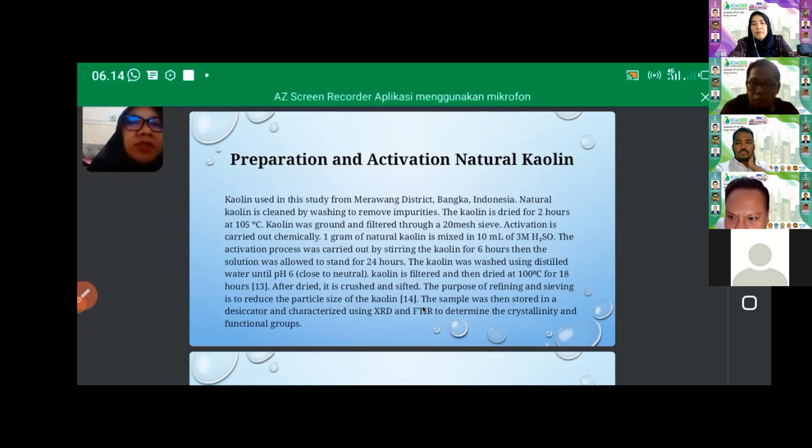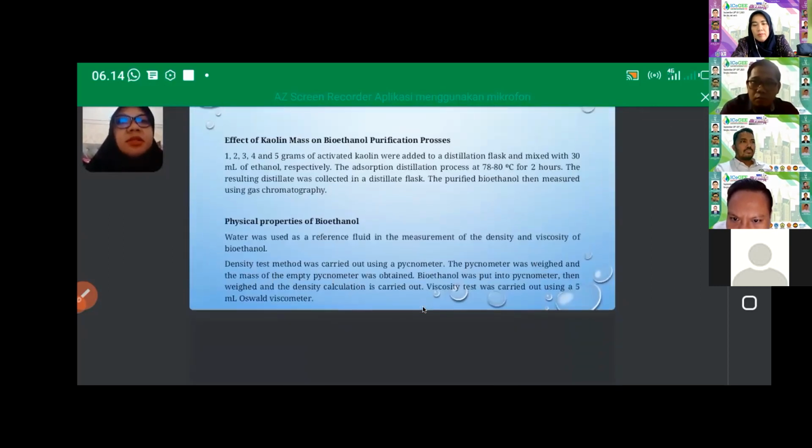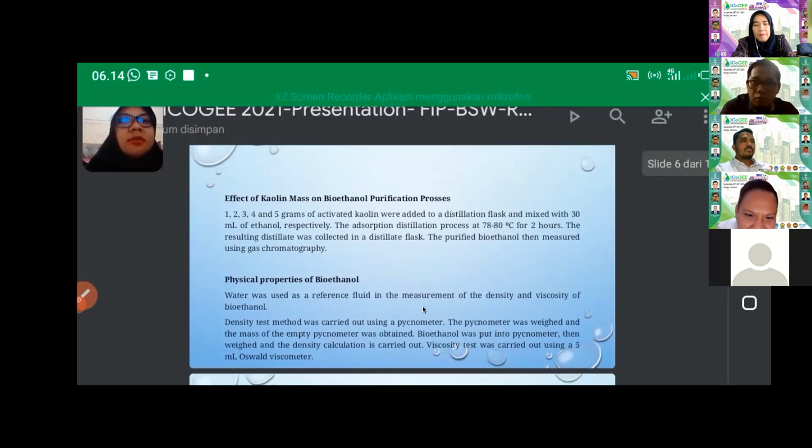After purification, we get activated kaolin, and then the samples are stored in a desiccator and characterized using XRD and FTIR to determine the crystallinity and functional groups. Effect of kaolin mesh on bioethanol purification process.